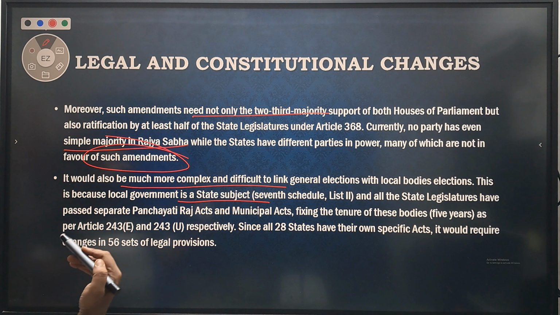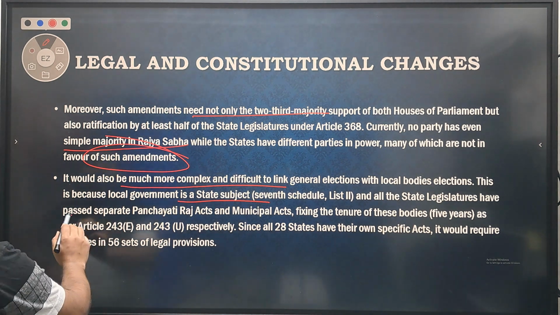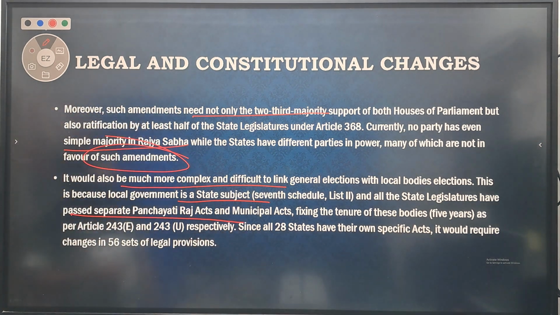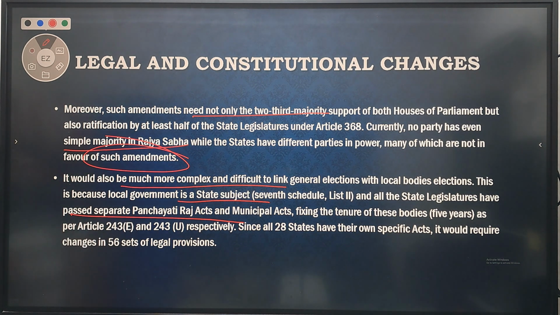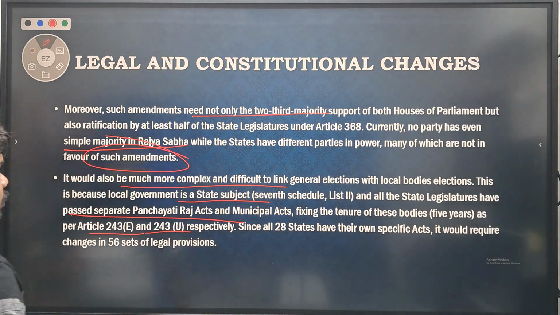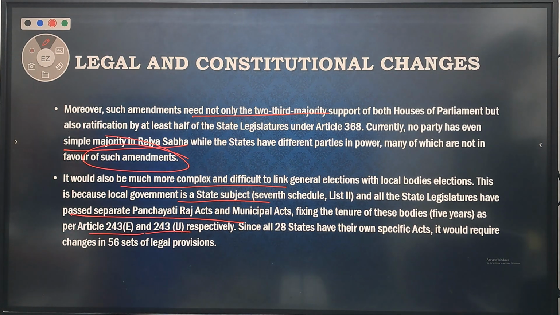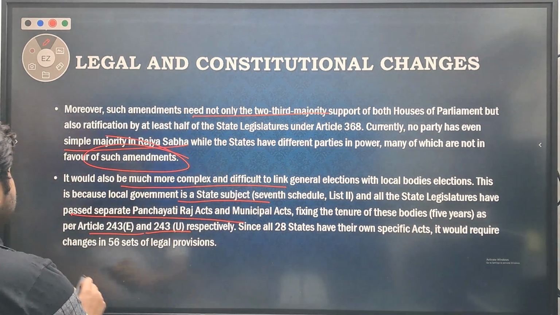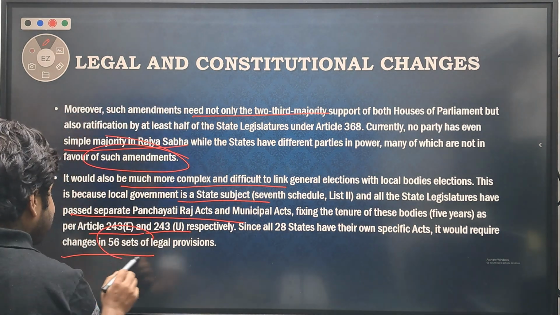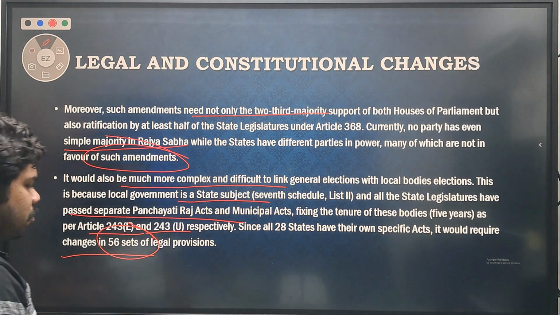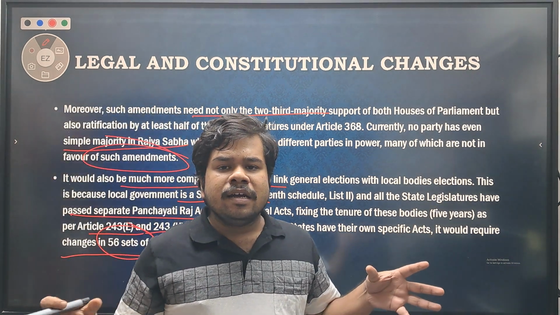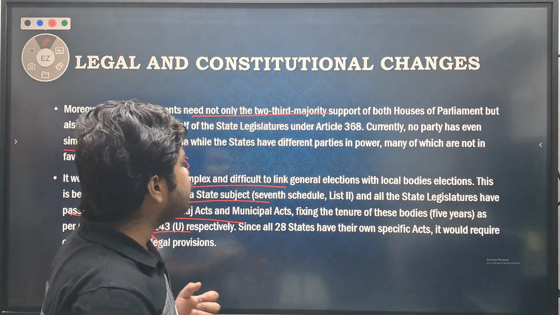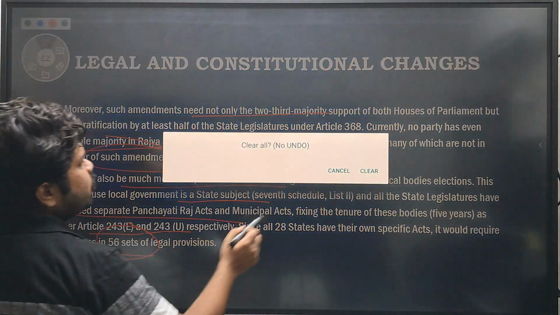And all state legislatures have passed separate Panchayati Raj Acts and Municipality Acts, fixing the tenure of these bodies as 5 years as per Article 243E and 243U separately. Since all 28 states have their own specific act, it would require changes in 56 sets of legal provisions. So these are huge amendments which need to be done at this point of time.